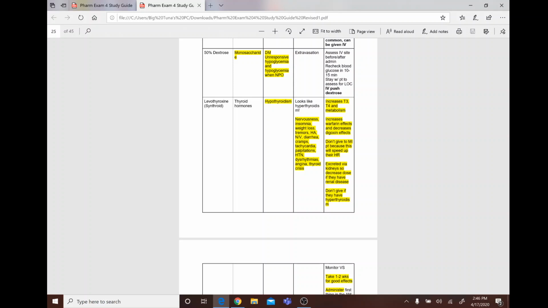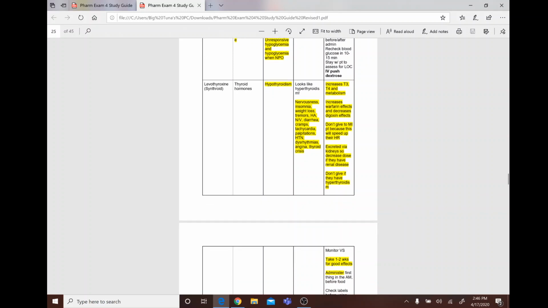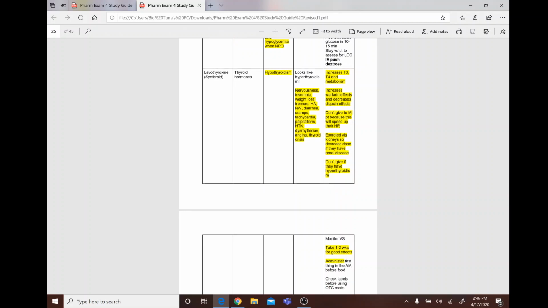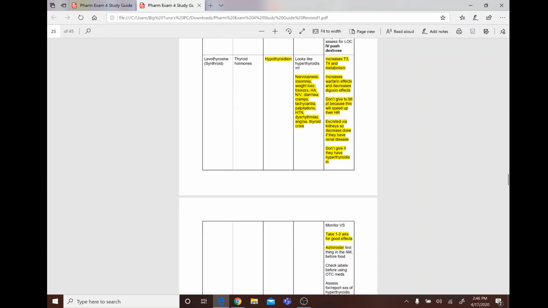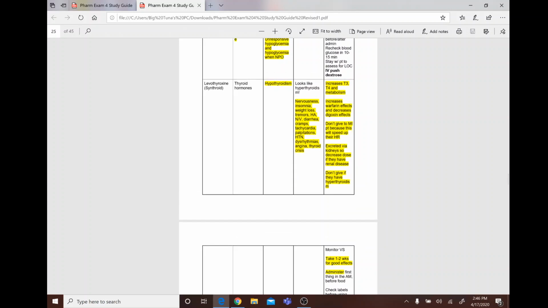Nervousness, insomnia, weight loss, tremors, headache, nausea, vomiting, diarrhea, cramps, tachycardia, palpitations, hypertension, dysrhythmias, angina, and thyroid crisis. What are the interactions with levothyroxine or Synthroid? Increases T3, T4 metabolism, increases warfarin but decreases digoxin.